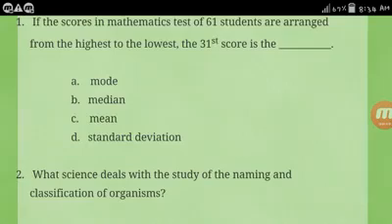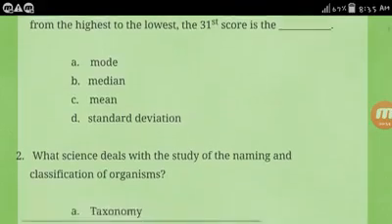Okay, so number one, if the scores in a mathematics test of 61 students are arranged from the highest to the lowest, the 31st score is the blank. The answer here is median, because if you arrange a given set of data from the lowest to the highest or from the highest to the lowest, the middlemost datum is our median. Mode is the most frequent data that appears in a given set of data. Mean is the average. So the answer is letter B, median.